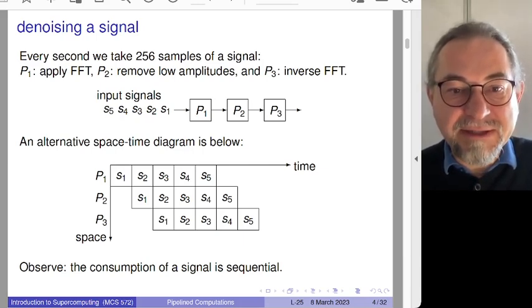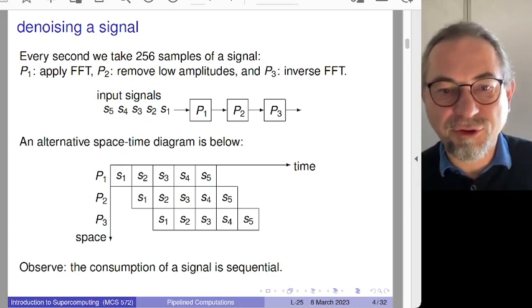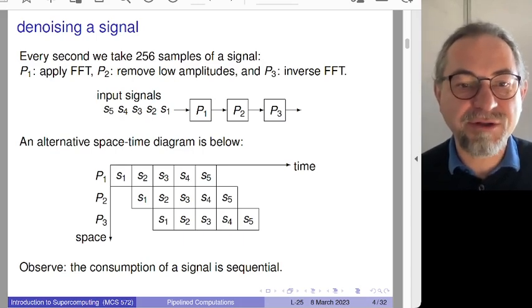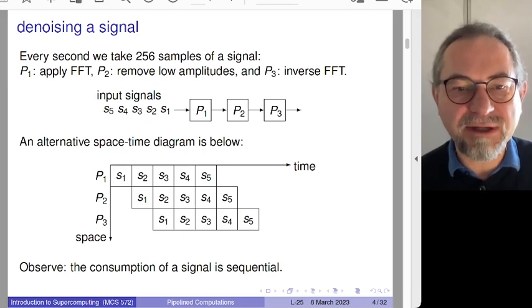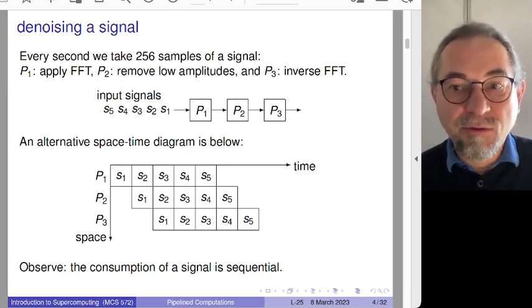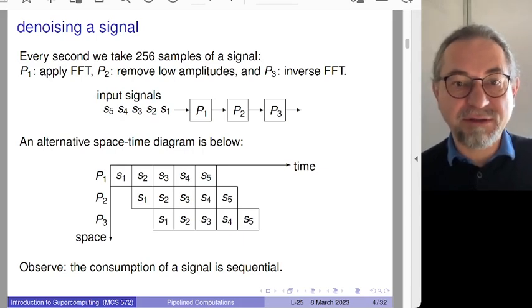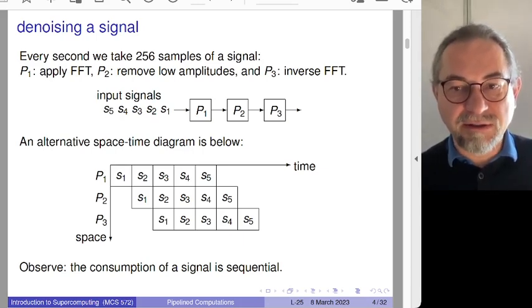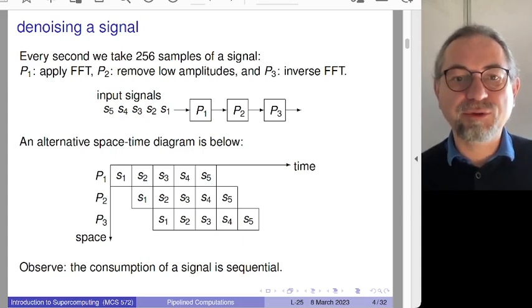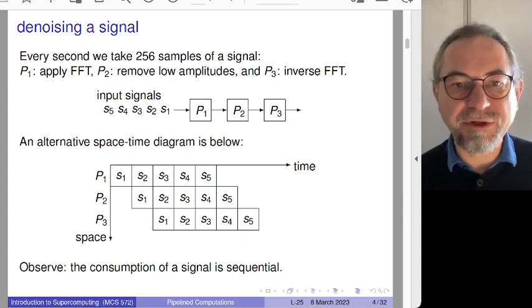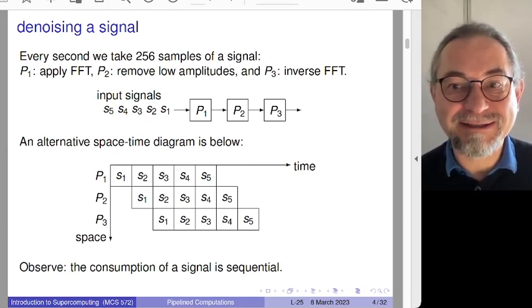With the space-time diagram, so now it is shown in an alternative fashion. So the space goes down. So we start out with the first signal. We have one entire signal, but it gets broken up into pieces of each the same length. And also here, essentially, we assume that every stage in this pipeline takes the same amount of time.